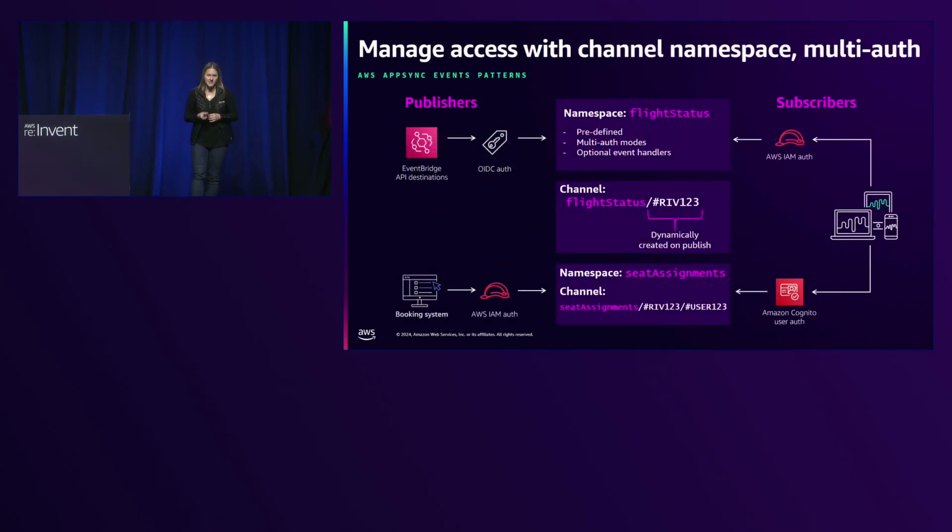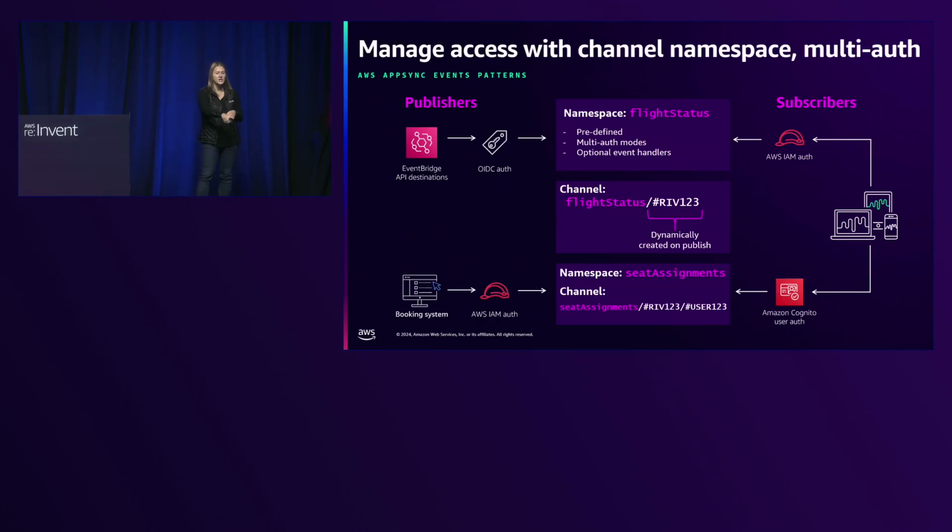To talk about channel namespaces and the authorization controls of AppSync Events in a little bit more depth, let's take this example. So we've been talking about flight status so far. If we think about how we might organize our events for this flight scenario, we might define a namespace called flight status. This gets predefined, right? So we define this up front, and we define the configuration specifically for that namespace itself. We define multi-authorization modes, so what can people use to connect to this namespace for publish and subscribe.